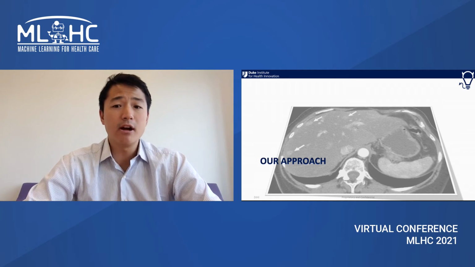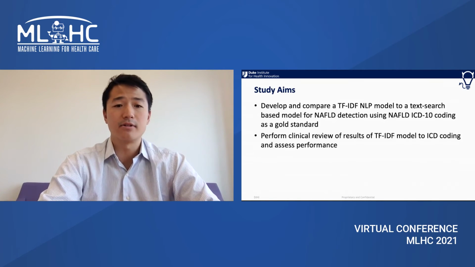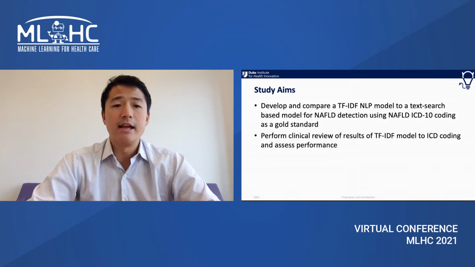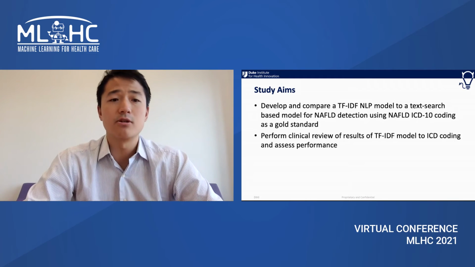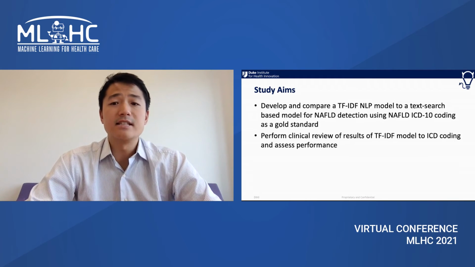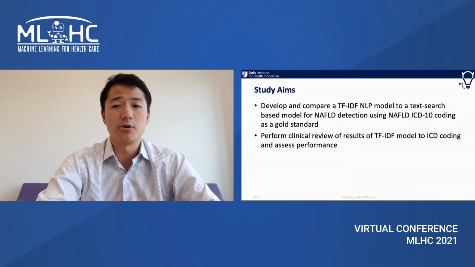By focusing on radiology reports at a single institution, we propose that generative statistics can adequately identify non-alcoholic fatty liver disease. In our study, we develop and compare a TF-IDF NLP model to a text search-based model for NAFLD detection using NAFLD ICD-10 coding as a gold standard. Secondly, as ICD coding is highly specific but has low sensitivity for NAFLD, we perform clinical review of the results of our TF-IDF model at 2 thresholds to compare our model to ICD coding.